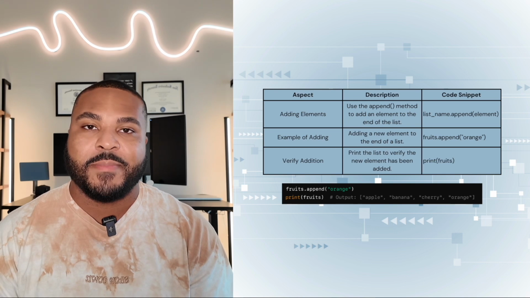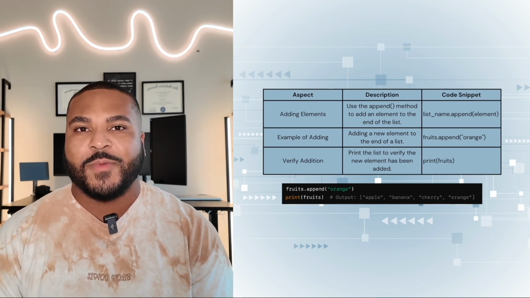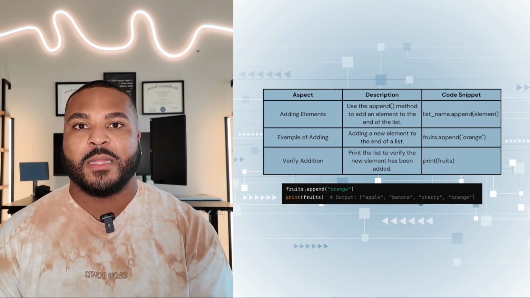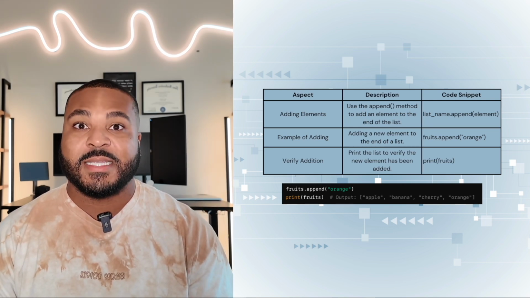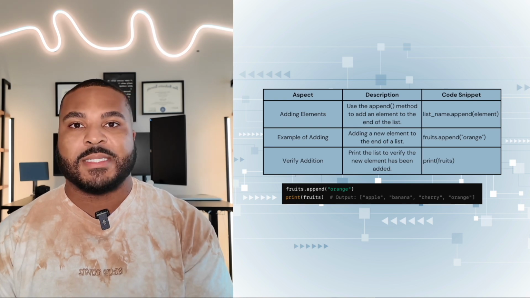Another important method is the append method. It's a simple and effective way to expand a list by adding new elements to the end. So let's break down how to use it. This method modifies the list in place, meaning the original list is just updated.